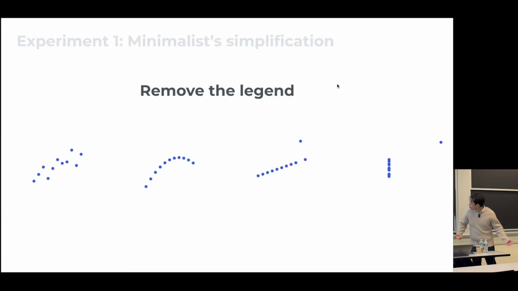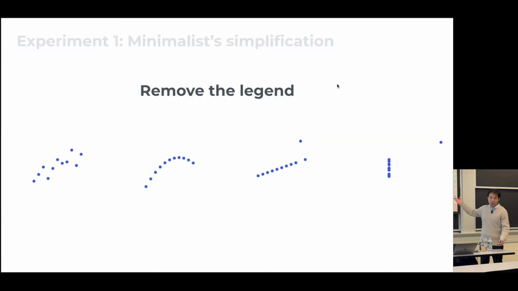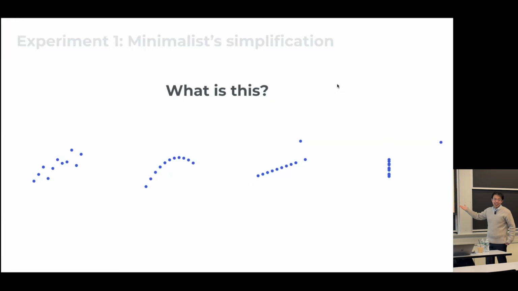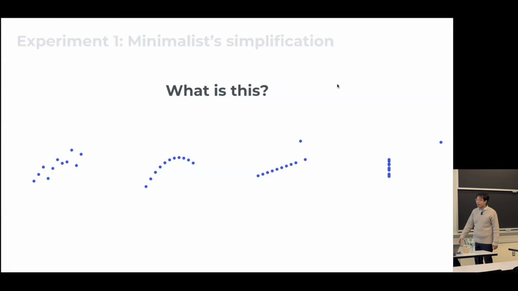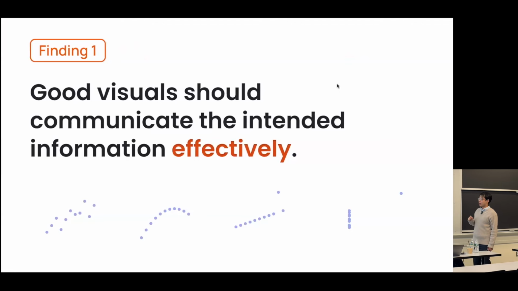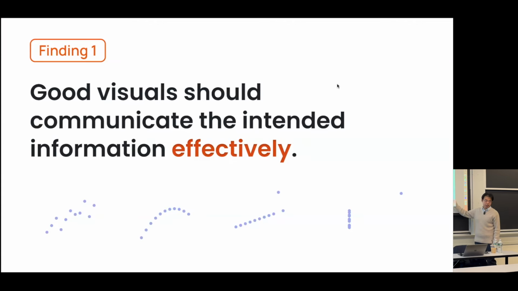And then finally, I don't know, if I show this, close your eyes and then look at this again. What is this, right? Apparently I just showed you a bunch of dots and they seem to have some structures and patterns, but actually, what's my takeaway from seeing this bunch of dots, right? So I think this is maybe the first finding, which is that good visuals should communicate the intended information very effectively. Because this is ineffective communication, right? There's virtually nothing. The intended goal is to say they have the same means, the same regression lines. It's not communicated through this plot, right?